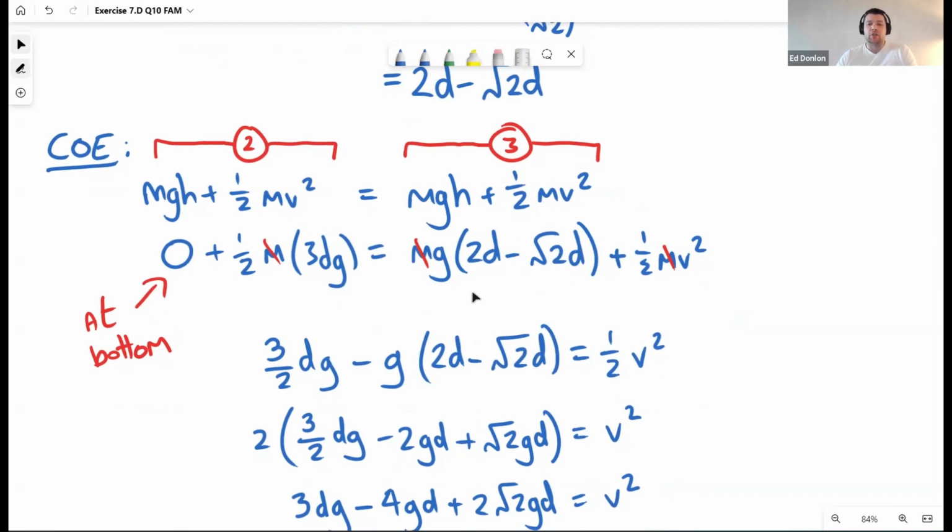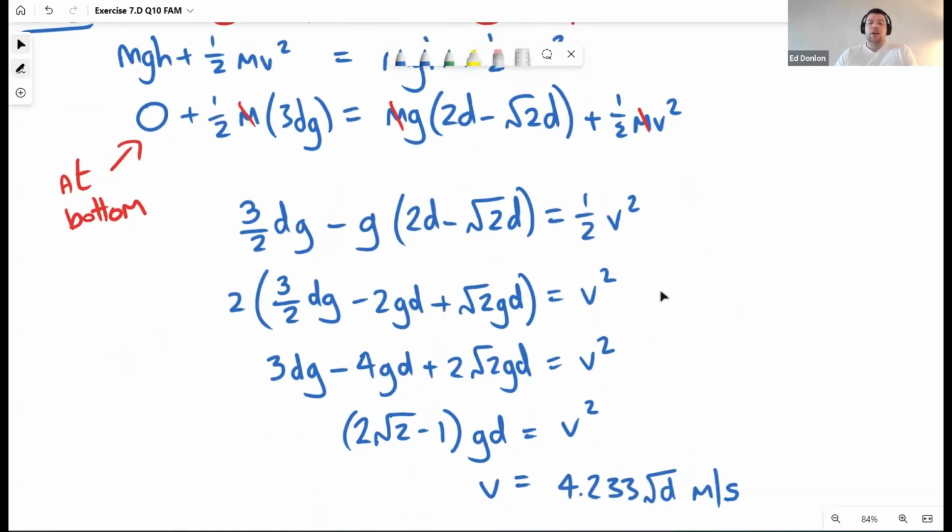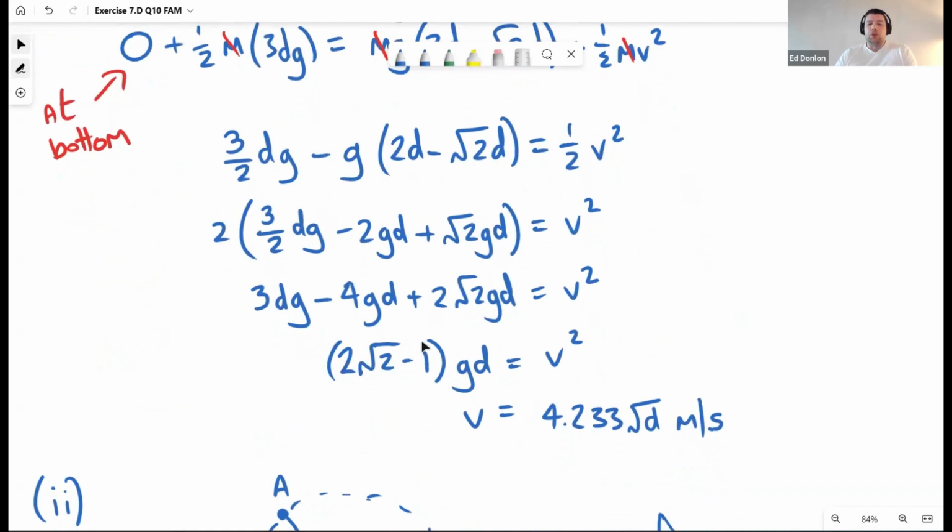Not too hard. Group everything on the left-hand side that doesn't involve v squared. We eventually end up with this nice little formula here. And then when we put in 9.8 for g and take a square root, we end up with this expression for v in terms of d. Of course, we don't know d, so this still depends on d. But that's our velocity for part 1. Let's have a look at part 2.